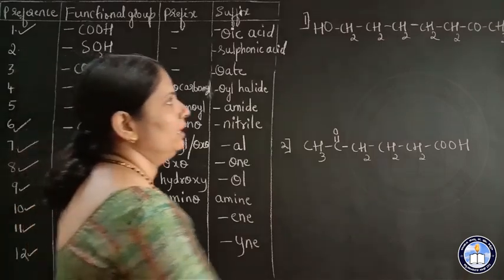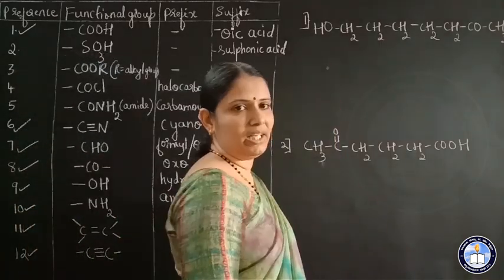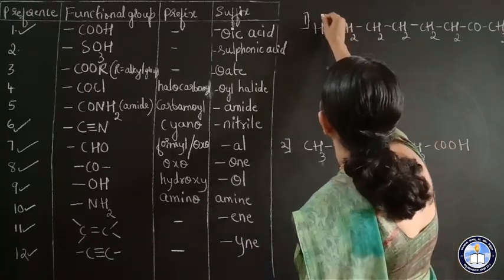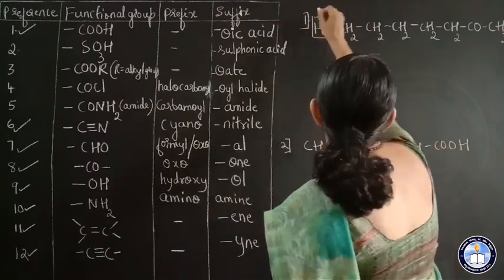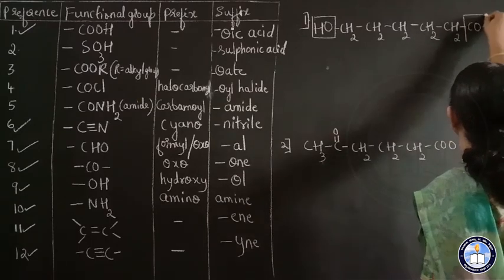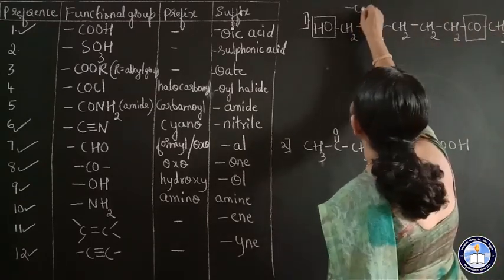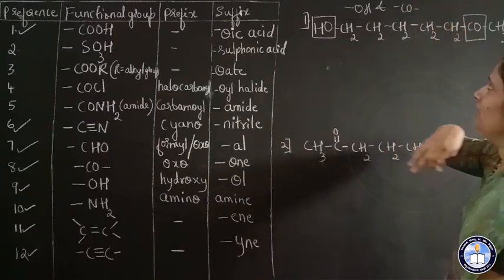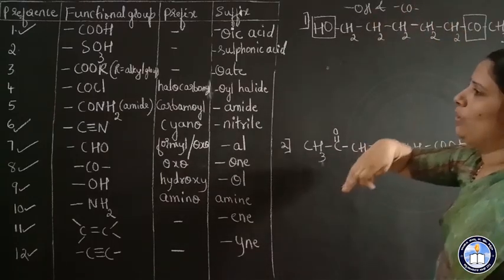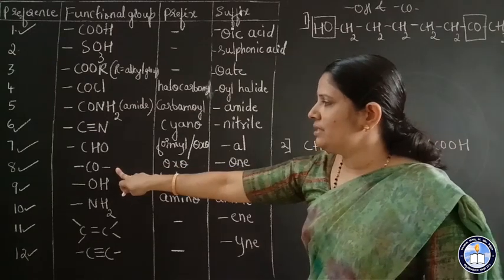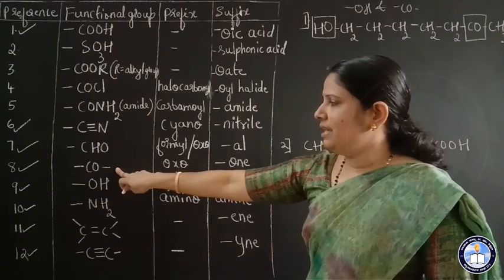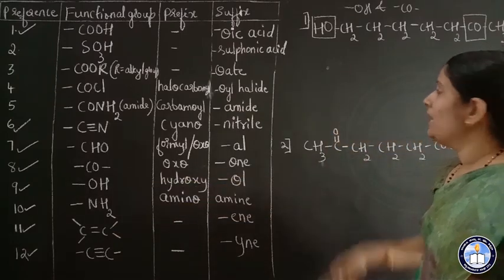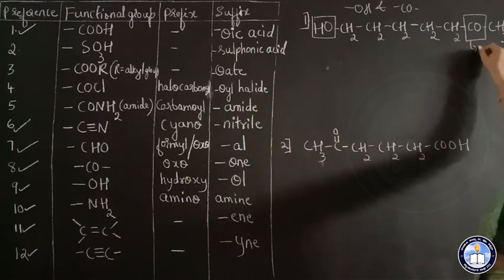Now, I have written a polyfunctional compound. Here in this compound, check the functional groups. This is one functional group, OH, and you have here CO. So two functional groups, OH and CO. Now check the priority list. Which one is at the top and which one is below? See here, CO is on top, it is above, and OH is below. It means now CO is the principal functional group.